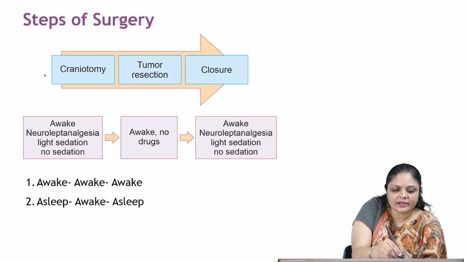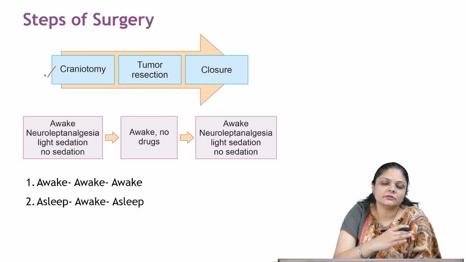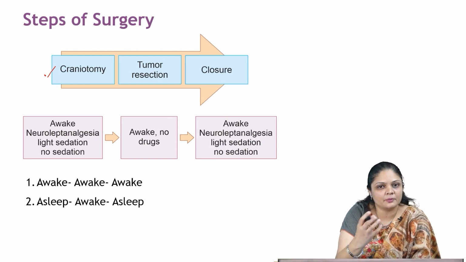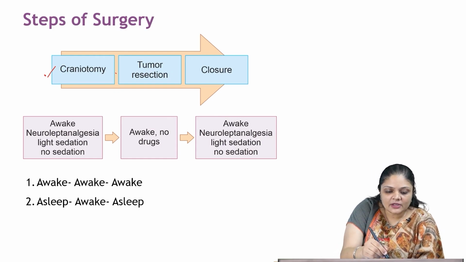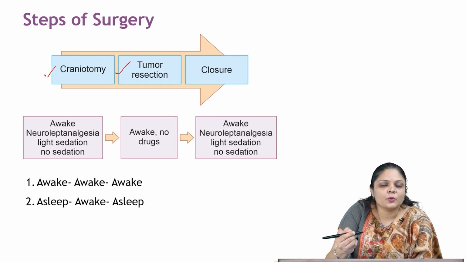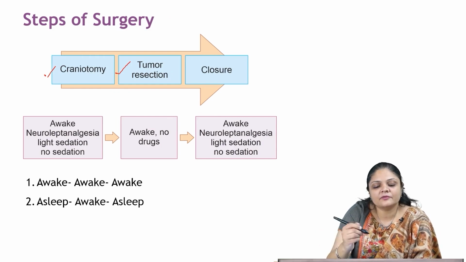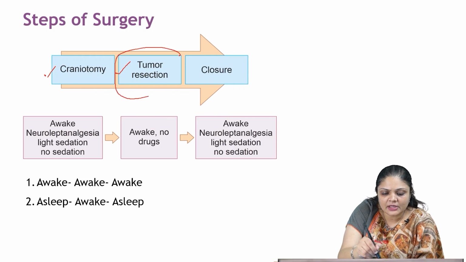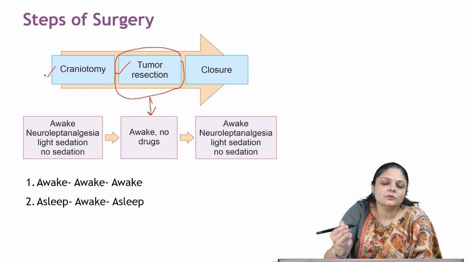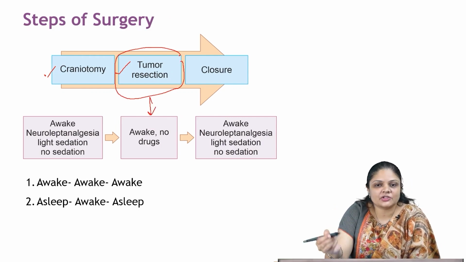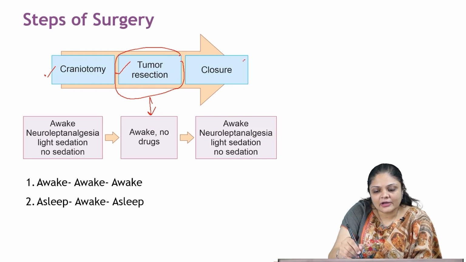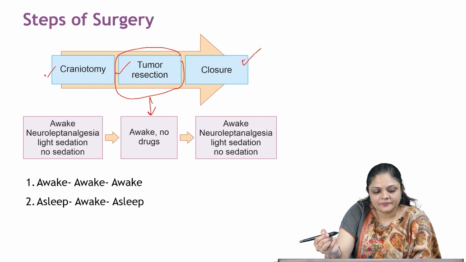The first is your craniotomy, where you open the scalp, the dura, and the bone flap is raised. Then you reach the tumor resection. After you open the dura, reach the tumor, where you definitely need the patient to be awake to help you guide the resection part. And finally, you have closure and go back to normal.